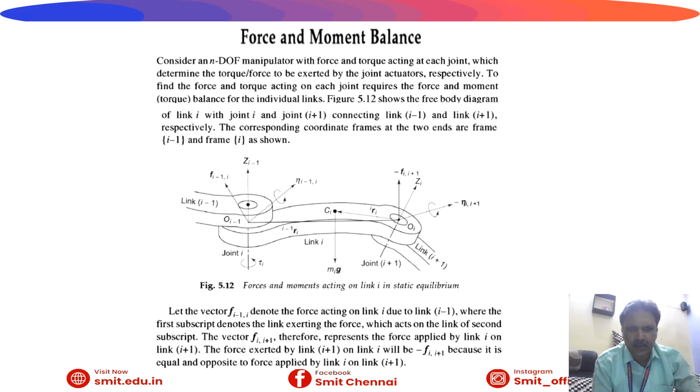The connecting link, that is the previous one, is noticed as i minus 1, and link i plus 1 is the last end part of the link also. Then let the vector f i minus 1, i denote the force acting on link i due to link i minus 1. What are the forces that are acting? Because of that, it will be transmitted to link i, where the first subscript denotes the link exerting the force which acts on the link of the second subscript.